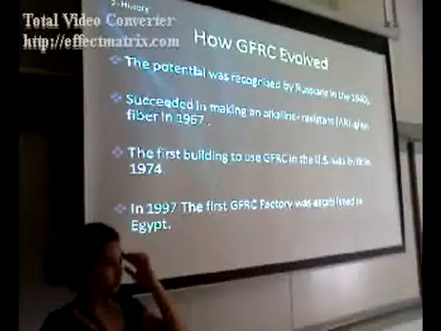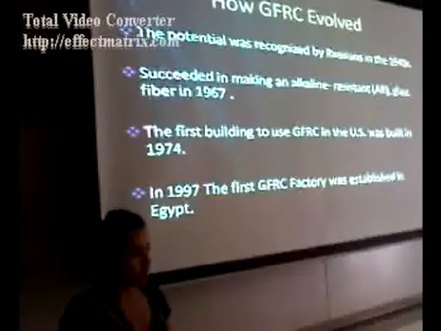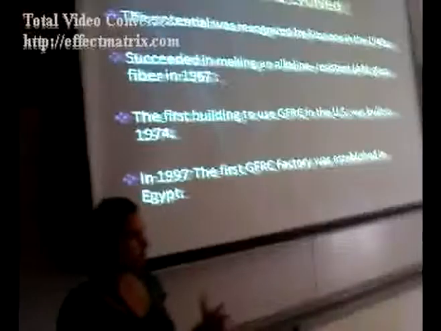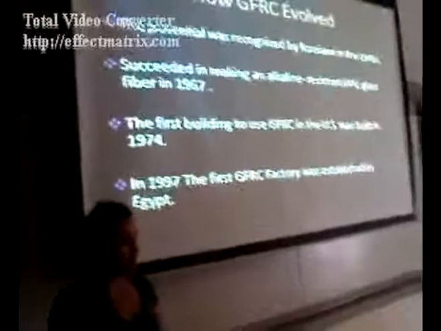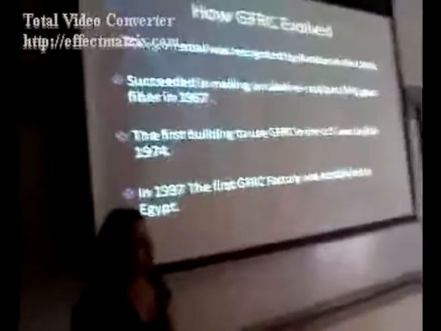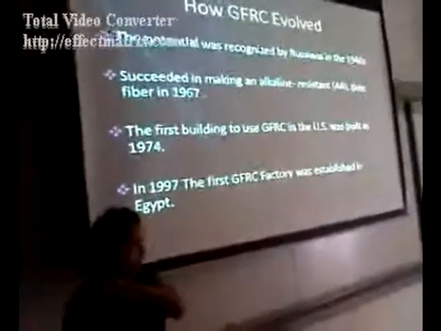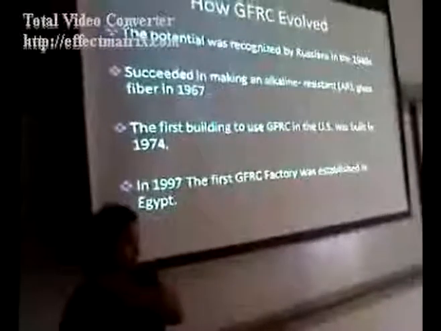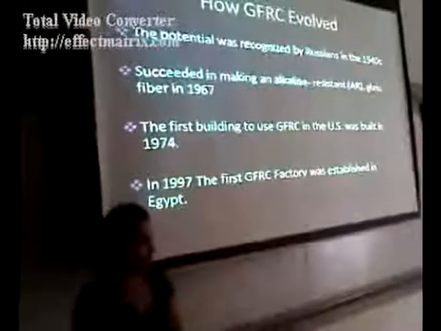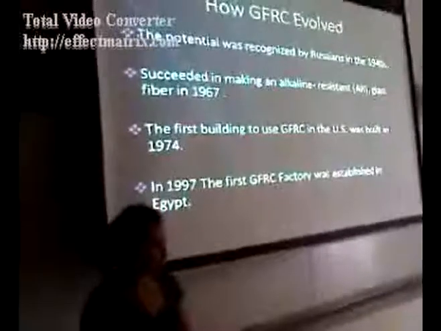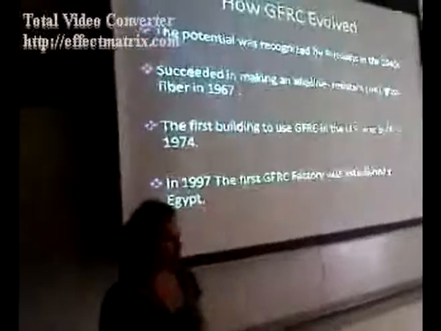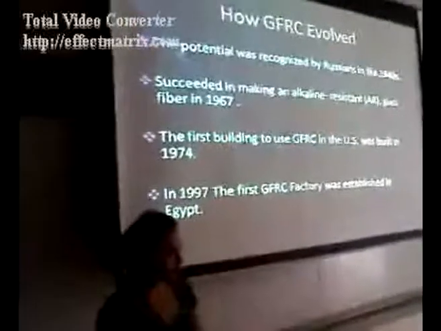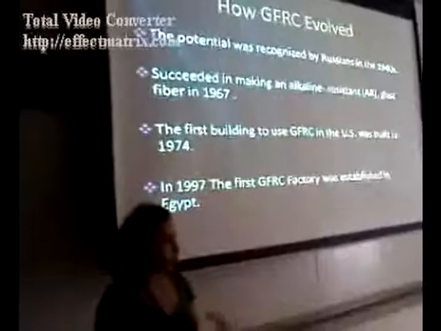Moving on to the history of GFRC, it was first recognized by the Russians in the 1940s. There was a problem when it was first recognized, and they weren't aware of it at first, which was the alkaline nature of the cement, which clashed with the glass fibers. So in 1967 they re-modified the GFRC by putting alkali resistance in the glass fibers, so that it would work better with cement.